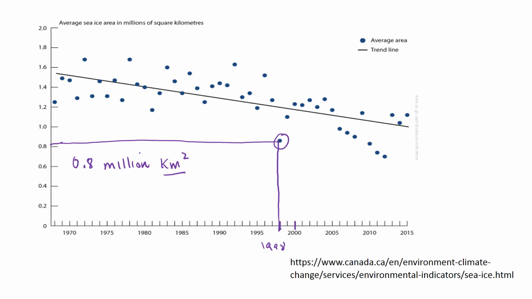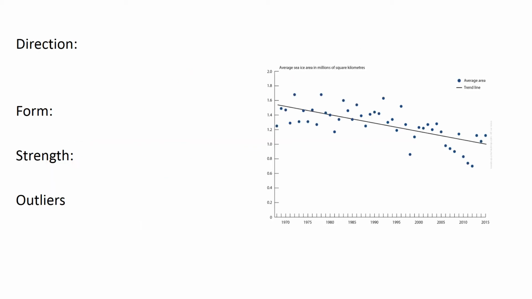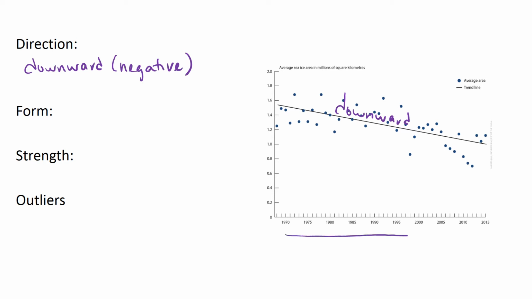Notice the scatter plot has a downward trend. And we're going to talk about the other descriptors in the next slide. So the direction, as mentioned, is downward. And that means we could call it negative. That's another way of describing it. Downward and negative mean the same thing in terms of scatter plots. So that means that as the years go up, the sea ice goes down.